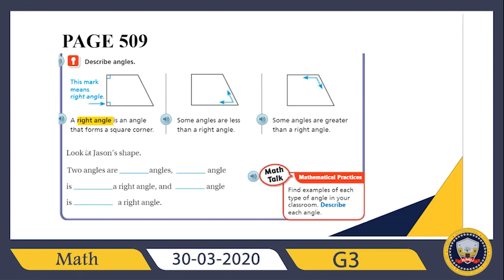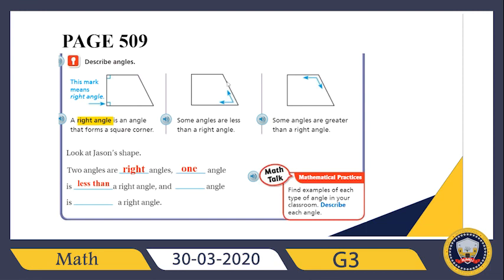So let's check. It says look at Jason's shape. Two angles are what? They are right angles. Good. So it says the angle is greater or less than a right angle. How many angles are less than a right angle? How many angles are greater than a right angle? So one angle is less than a right angle, right?